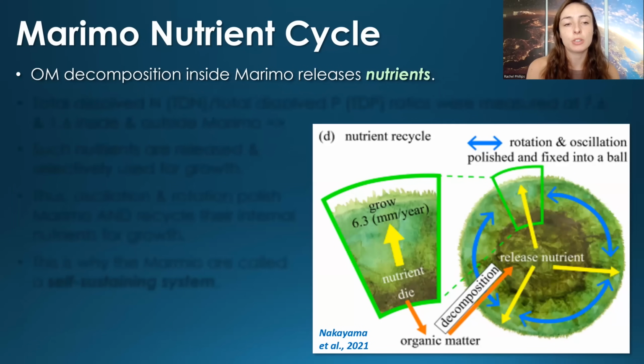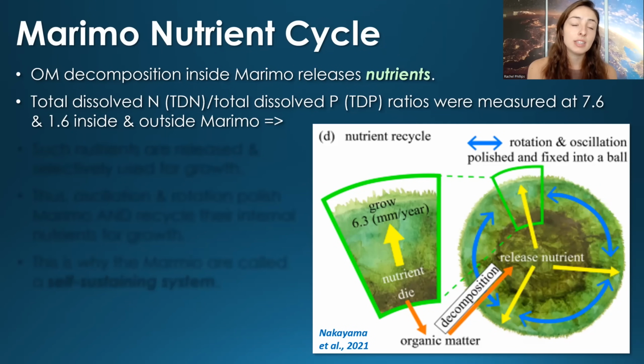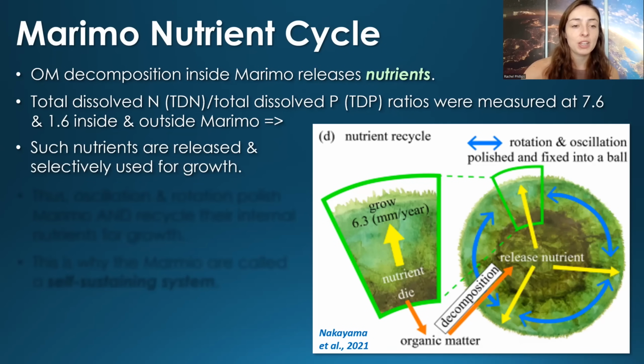Also, like we talked about earlier, organic matter decomposition occurs within the central area of the Marimo, and that creates a cavity and also releases nutrients to the outer portion of the mossball, which leads to levels of dissolved nitrogen and dissolved phosphorus, which are major limiting nutrients in pretty much any ecosystem, that can be selectively used for growth.